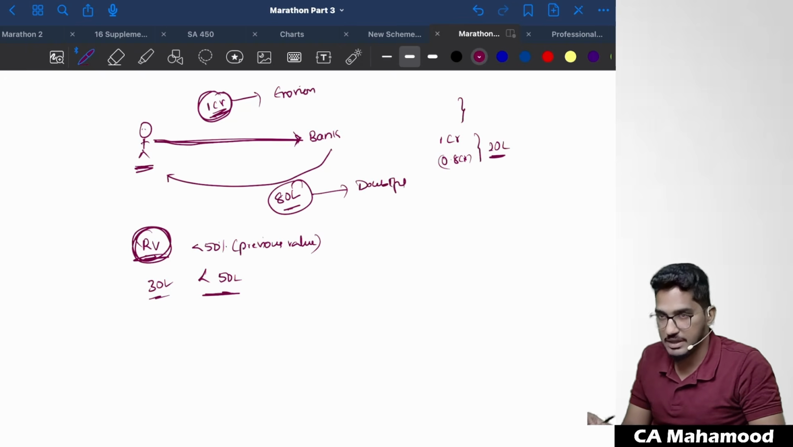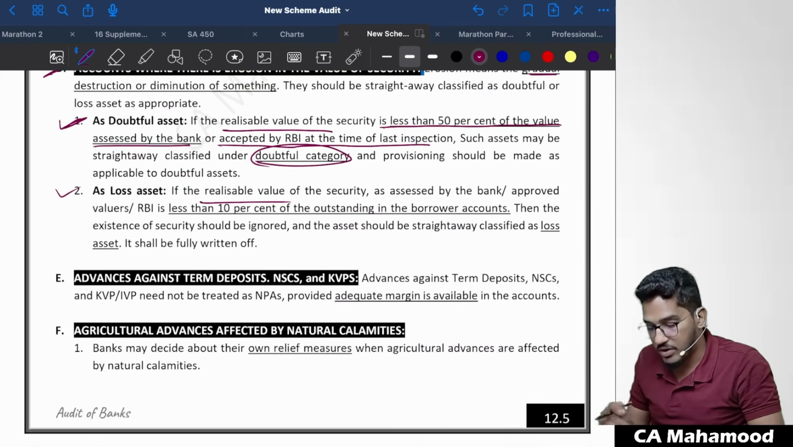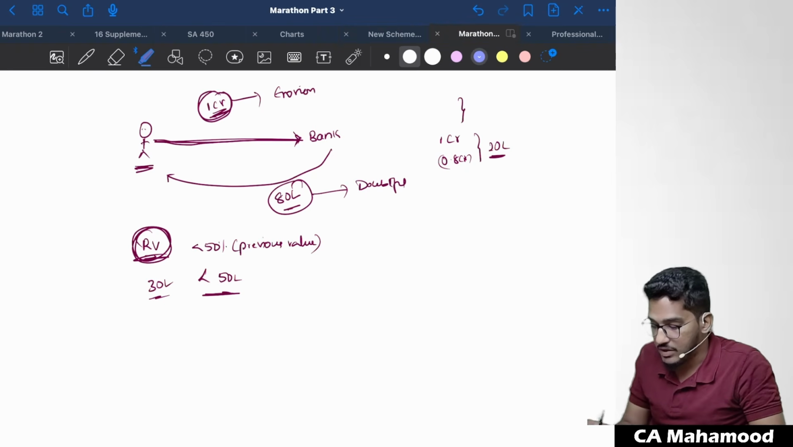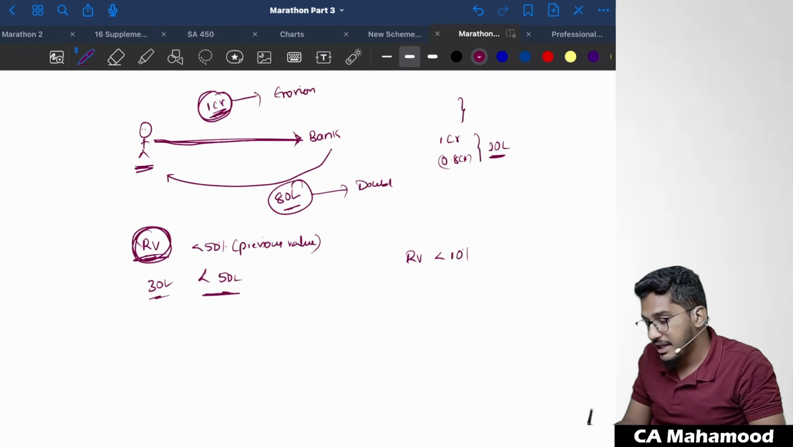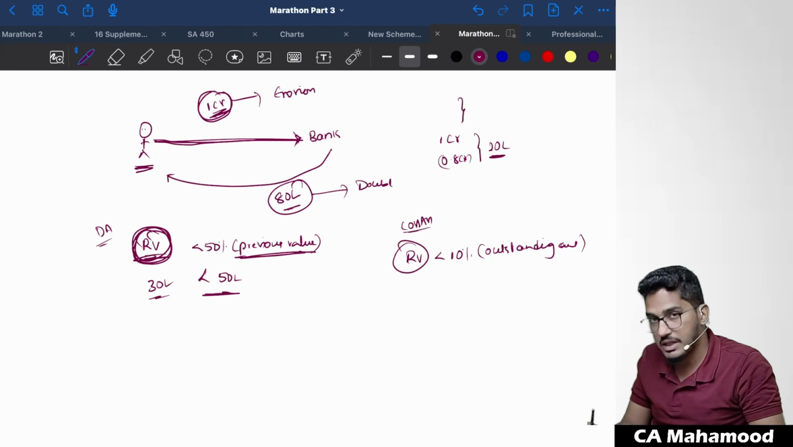Sir, when will we classify it as a loss asset? If the realizable value of the security, as assessed by the bank, approved valuer or RBI, is less than 10% of the outstanding in the borrower's account. Here you have to pay very close attention. It is a very, very important point, highly important for MCQs and true or false statements. For the purpose of a doubtful asset, we compare the realizable value with the previously assessed value. For the purpose of a loss asset, we compare the realizable value of the asset with the outstanding amount in the customer's account.